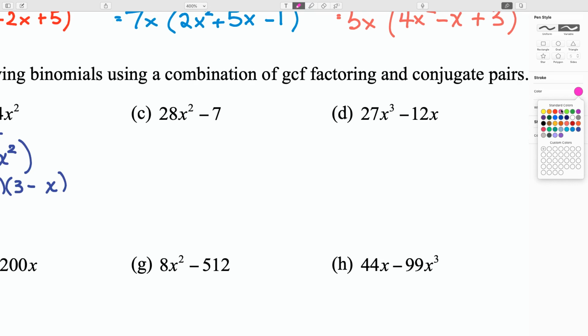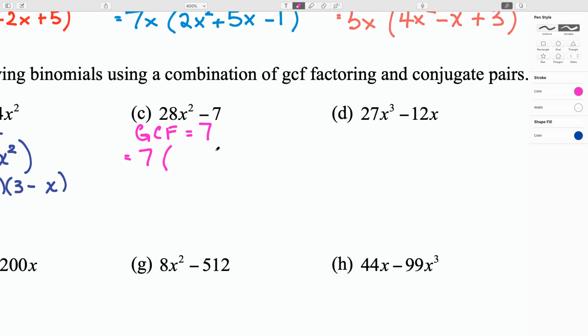Okay, what can go into 28x squared and 7? The GCF is 7. Did you put 7? So we write the 7 on the outside and our binomial on the inside. 7 times what gives you 28x squared? Well, 28 divided by 7 is 4x squared. And in order, 7 divided by 7 is 1. So now we have a difference of perfect squares again, 4x squared minus 1.